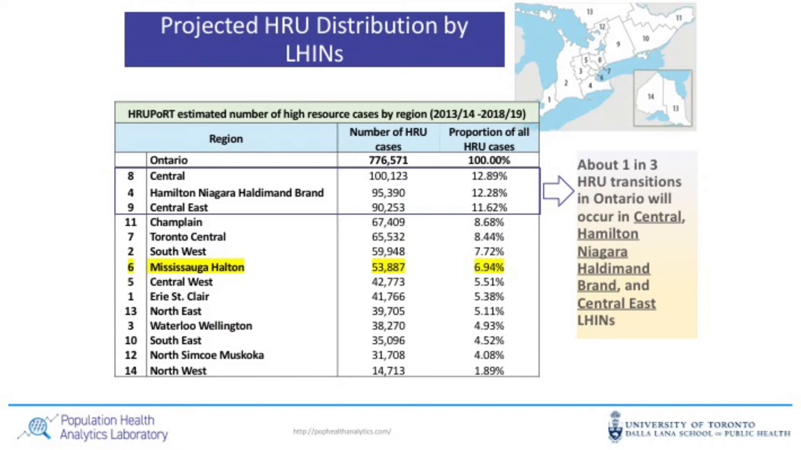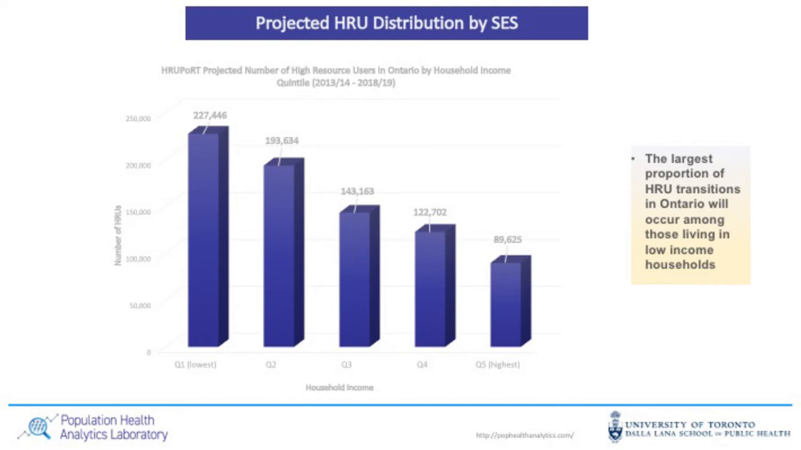You can look at it by different characteristics. One thing that we often see with high resource users is that they're disproportionately represented by those in the lowest income group or the highest marginalization index, depending on how you look at it. So you can actually look at the disproportional representation and think about this if you're trying to plan for mitigation strategies for high cost users, thinking that there's a socioeconomic element to it.